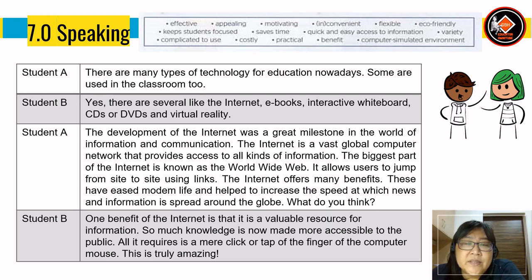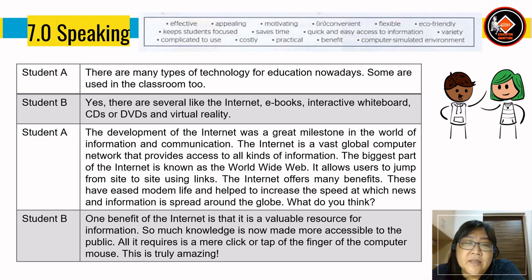The development of the internet was a great milestone in the world of information and communication. The internet is a vast global computer network that provides access to all kinds of information. The biggest part of the internet is known as the World Wide Web. It allows users to jump from site to site using links. The internet offers many benefits. These have eased modern life and help to increase the speed at which news and information is spread around the globe. What do you think?